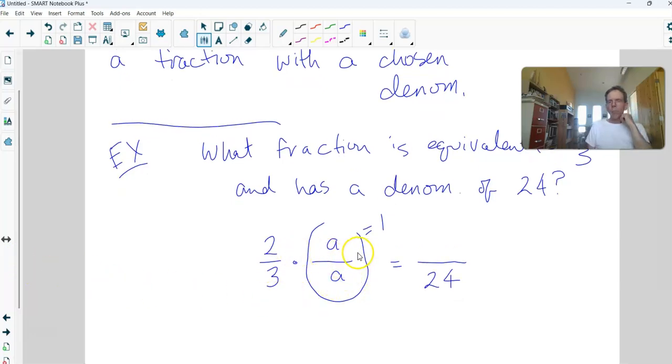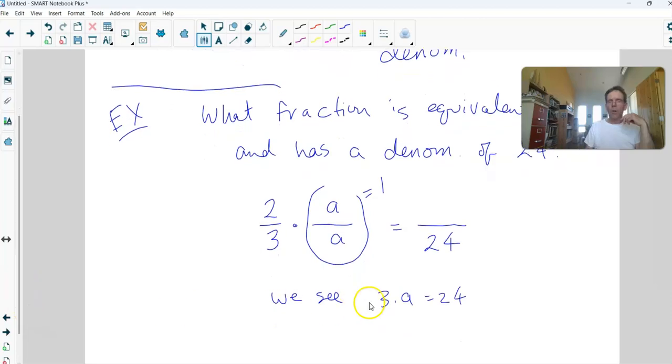So we know that when we multiply, we have to multiply straight across. We multiply the numerators and the denominators. What's cool, though, is that the product of these denominators has to be 24. So we see that 3 times A has to be 24. So what number times 3 gives 24? It's basically 24 divided by 3. You know, that's 8. So 3 times 8 equals 24. So A equals 8.